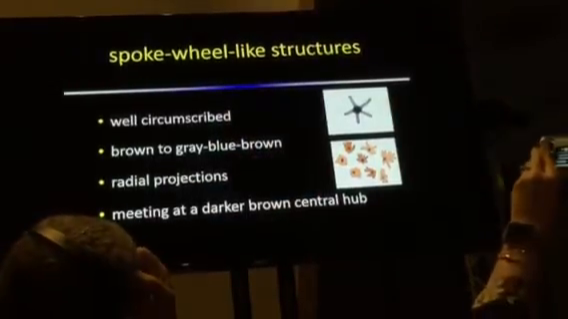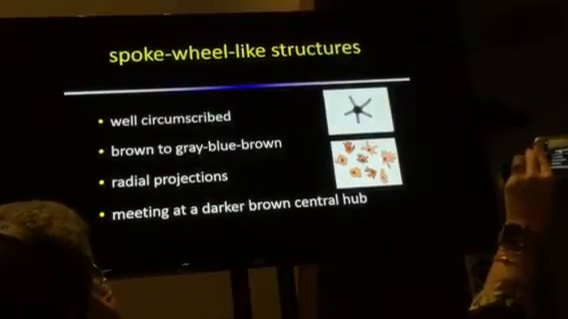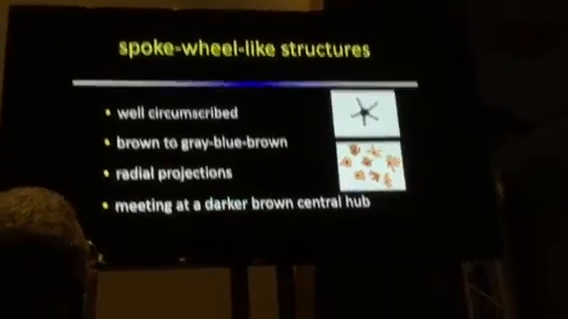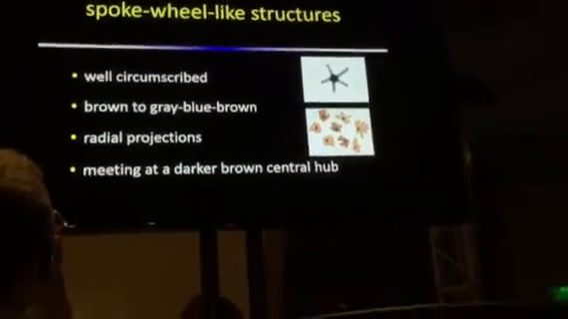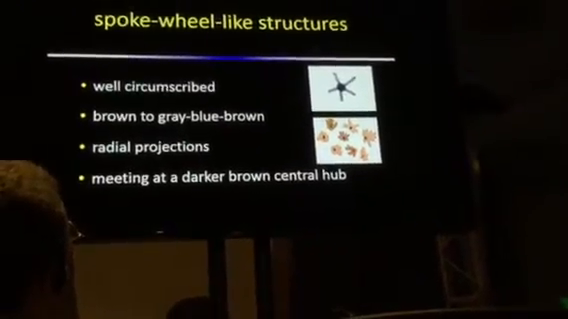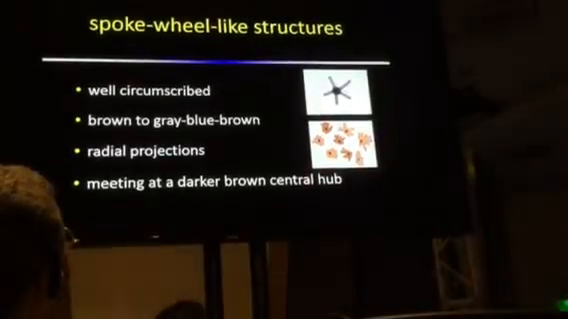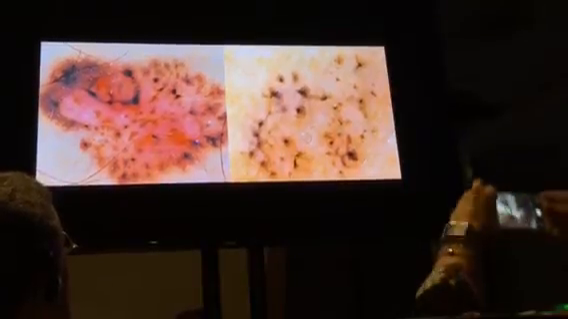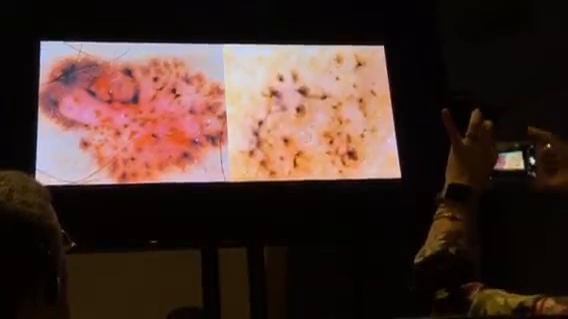Spoke wheel-like structures, these are well circumscribed. They tend to be brown, they're very superficial. They have radial projections, and there's a central darker hub, a little dot in the center. You can imagine it's sort of like the leaf, but with the central dot. So these are the best examples I've ever seen of the spoke wheel-like structure. So central little dot, and the projections. Another example.